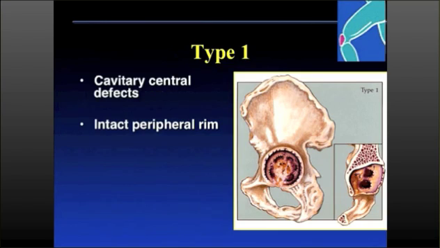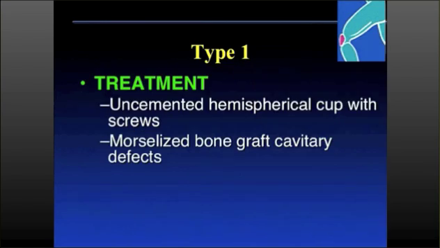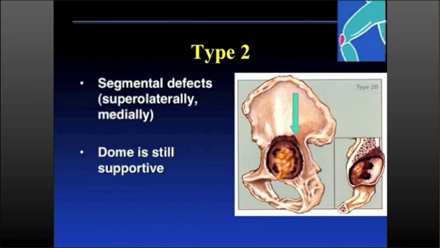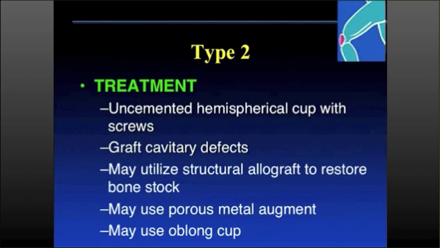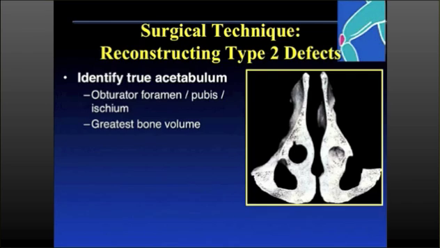So let's talk about treatment. For type 1s that have small cavitary defects, you can essentially use uncemented hemispherical cups with screws. You can morselize bone graft these small cavitary defects. For type 2s, where you have segmental defects and you still have a supportive dome, you can still use a hemispherical cup with screws, grafting the small cavitary defects. You may consider utilizing structural allograft to restore bone stock. You can use porous metal augments, and you can also use oblong cups.